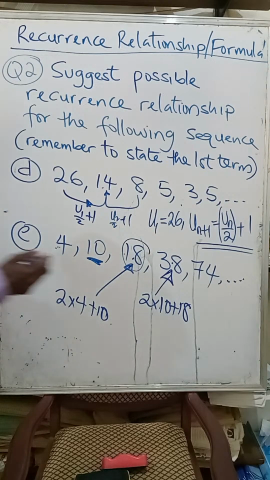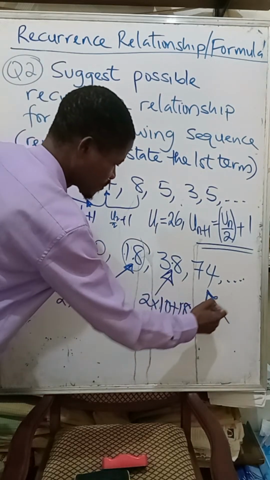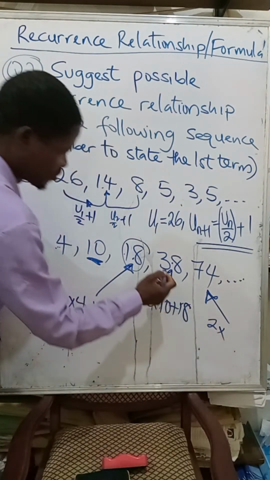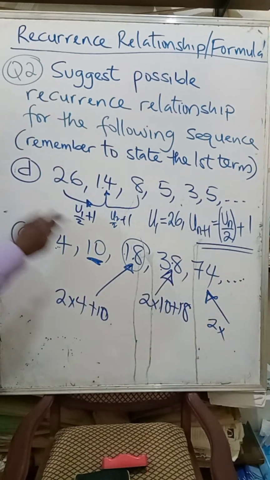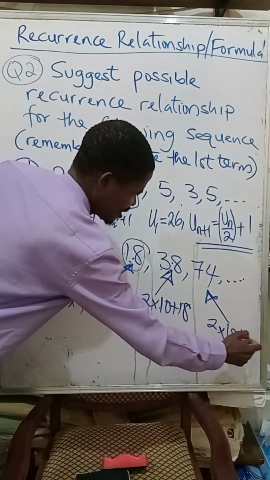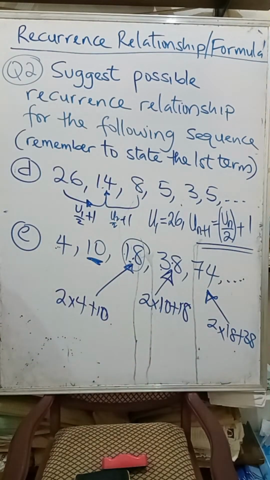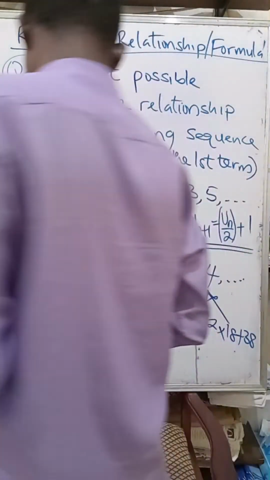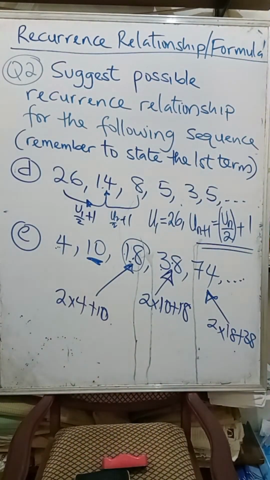The other one will also be 2 times the previous one, 2 times 18 plus 38. Then take your calculator and let's confirm that. 2 times 18 plus 38, that's 74. So we can now generalize the formula.